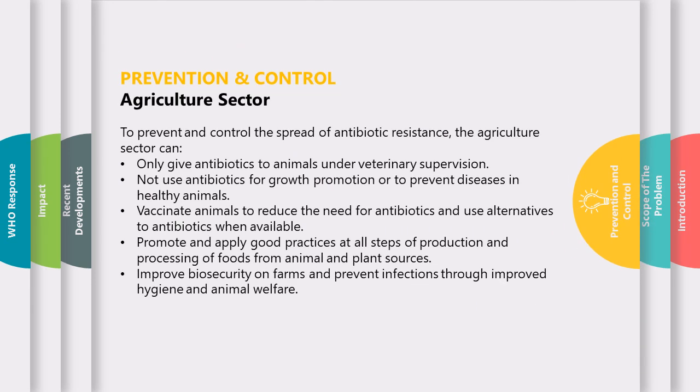To prevent and control the spread of antibiotic resistance, the agriculture sector can only give antibiotics to animals under veterinary supervision, not use antibiotics for growth promotion or to prevent diseases in healthy animals, vaccinate animals to reduce the need for antibiotics, and use alternatives to antibiotics when available.